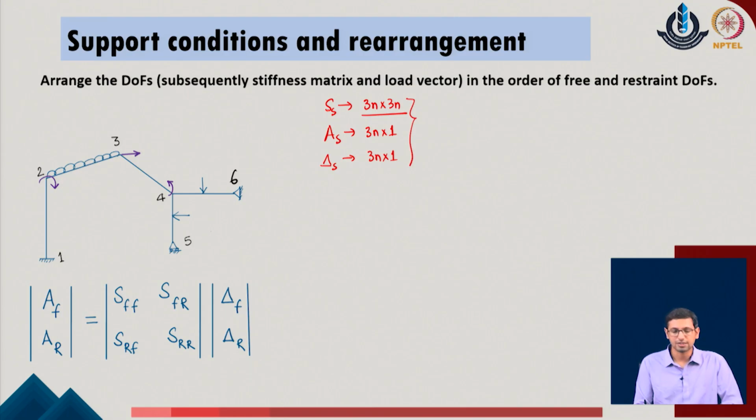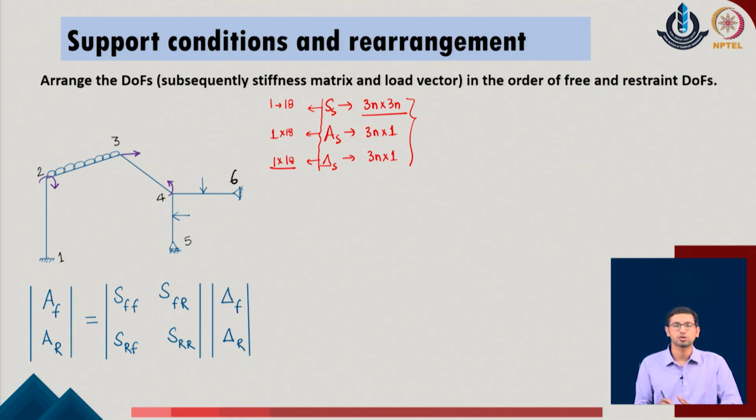But we realize that all these degrees of freedom of the system have been arranged in the order of the standard numbering of the nodes which we have defined in the problem. So, S of S goes in the positions of degrees of freedom 1 to 18, A of S also goes in the same order 1 to 18 of the given problem, and delta S is also going in the positions 1 to 18 in the given problem.